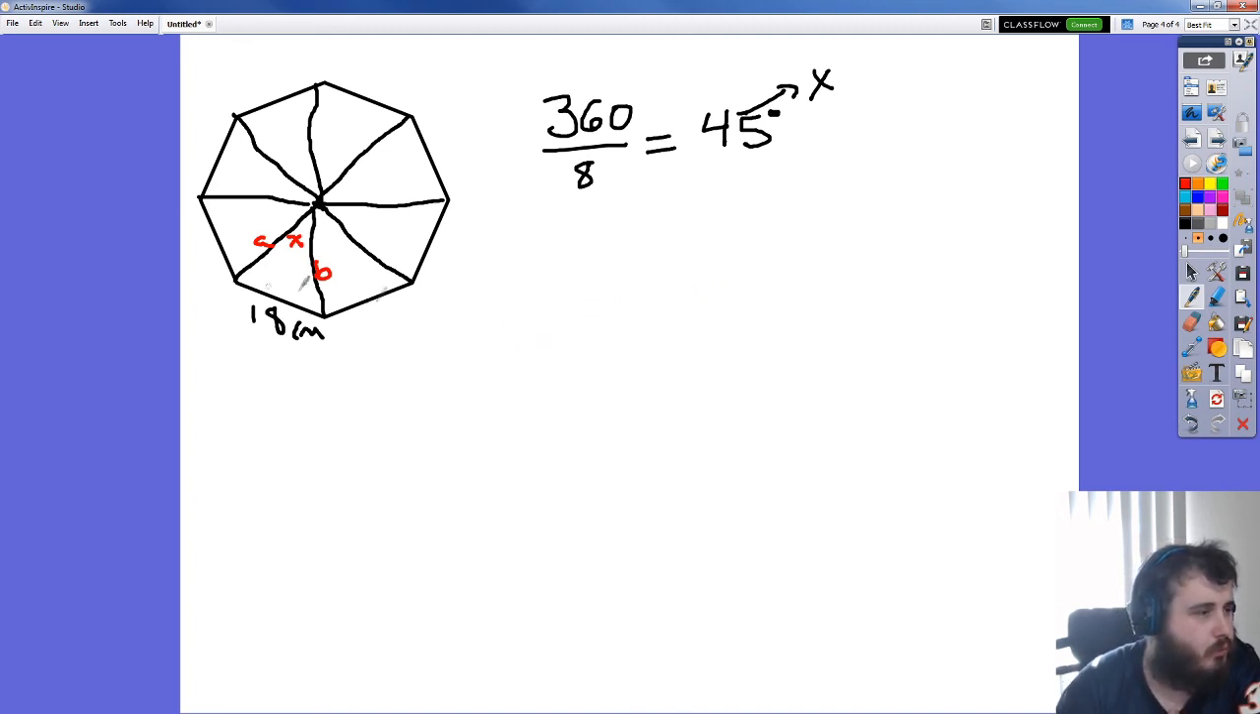So what I'm going to do is try and figure out what this piece is by drawing a little line down here, making myself a little right triangle, and then figuring it out. Let's take this triangle and sort of blow it up so you can see better what I'm talking about.